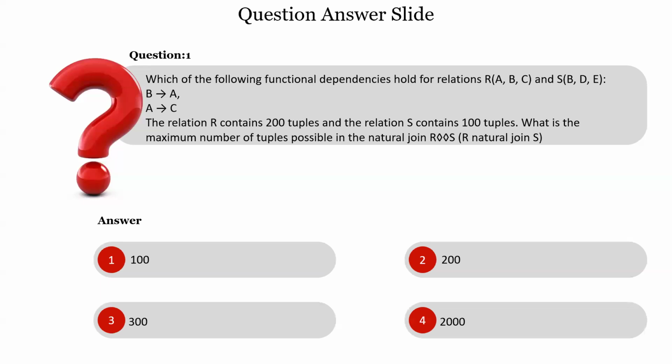Which one of the following functional dependencies holds for relation R of ABC and S of BD, where B implies A and A implies C? The relation R contains 200 tuples and relation S contains 100 tuples. What is the maximum number of tuples possible in the natural join R natural join S?